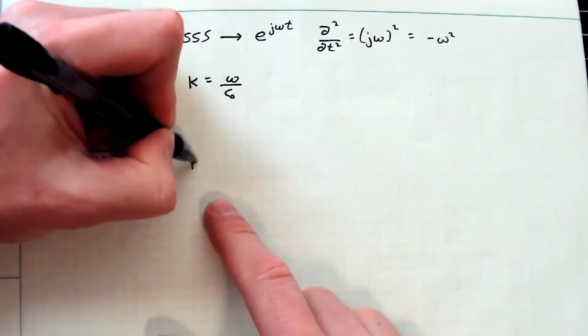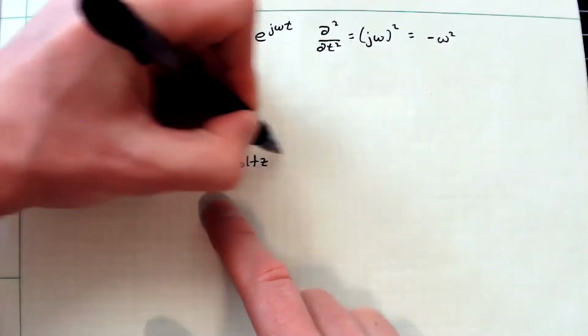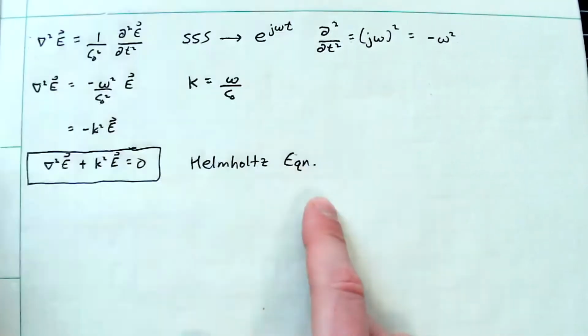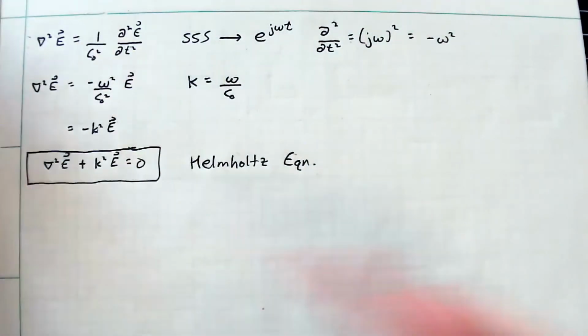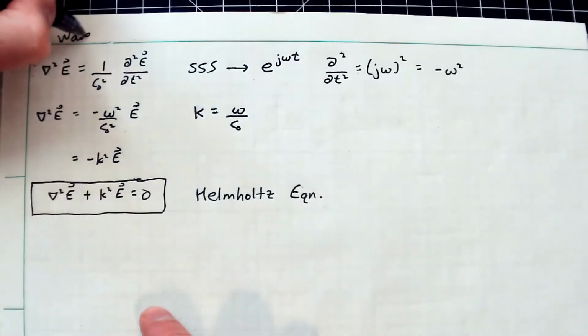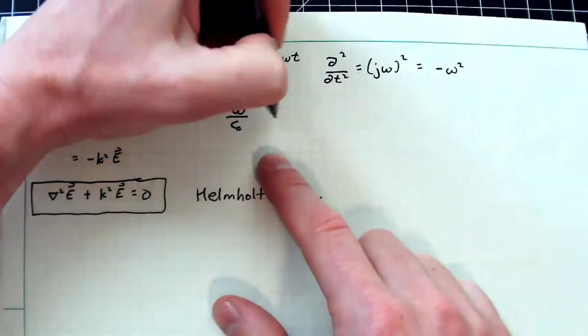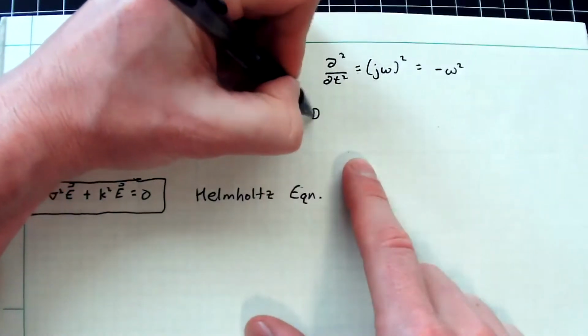So I'll just make a little note. Here's the Helmholtz equation, like so. This up here, just a little note, that's the wave equation. And this guy here usually has a special name. That is called the dispersion relation.